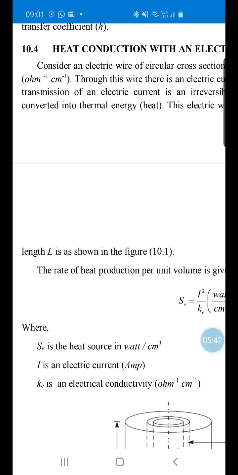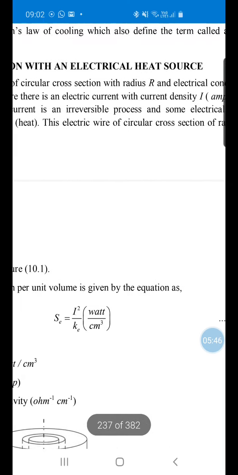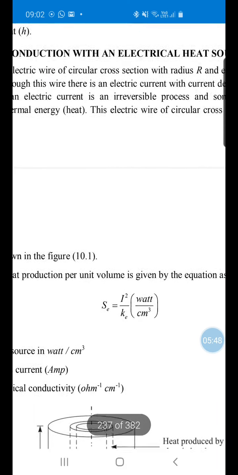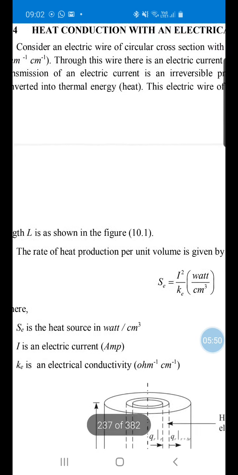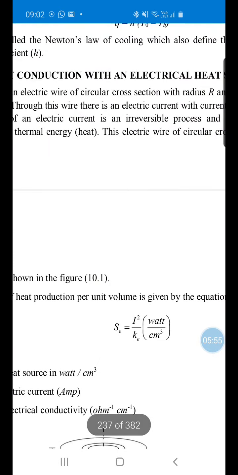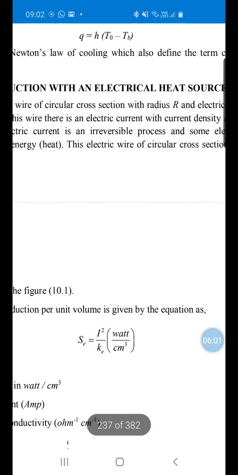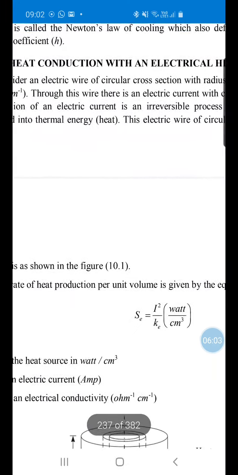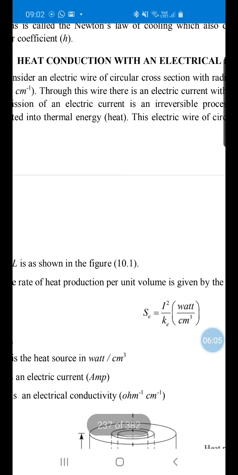This wire carries an electric current with a current density capital I, in ampere per centimeter square. Now, this transmission of electric current is an irreversible process. You know, transmission of electric current through the wire is an irreversible process. Some of the electrical energy gets converted into thermal energy.